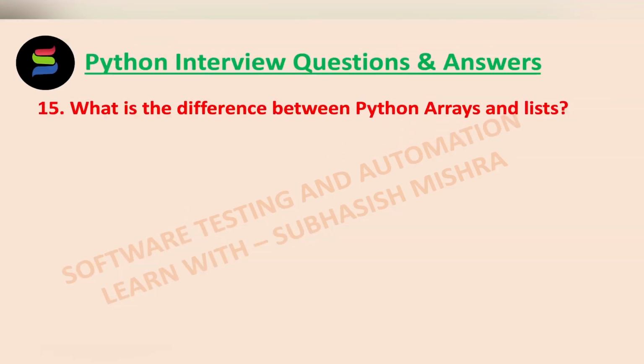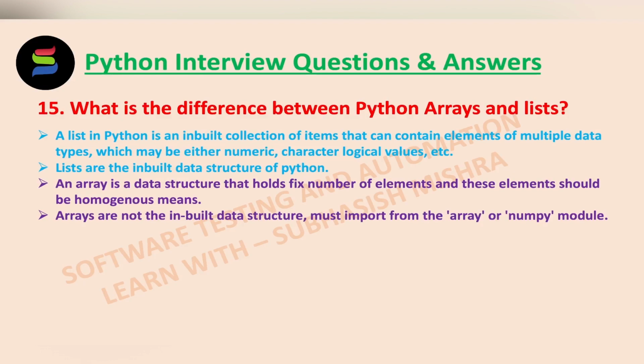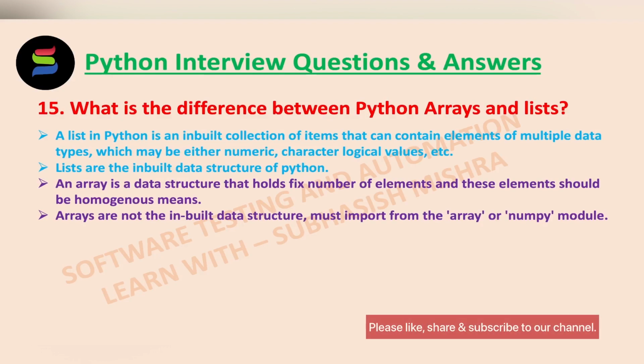What is the difference between Python arrays and lists? A list in Python is an inbuilt collection of items that can contain elements of multiple data types, which may be either numeric or character values, etc. Lists are the inbuilt data structure of Python.